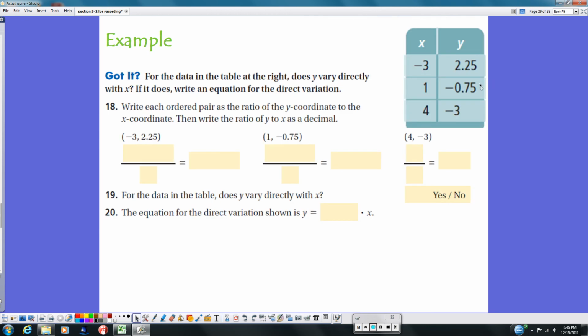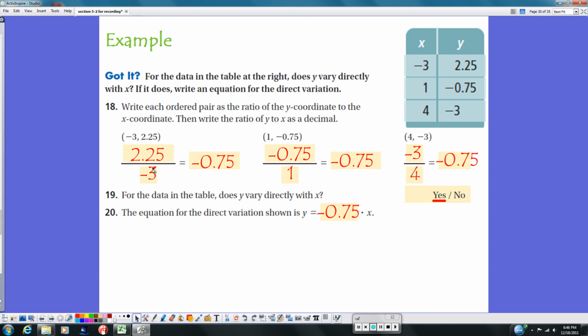Sometimes you'll be given a table, and in the table you'll be asked to figure out if it's a direct variation or not. To do this, you're going to take your y value and divide it by your x value and see if you get the same thing each time. If you do, then it's a direct variation. If you do not, then it's not a direct variation.